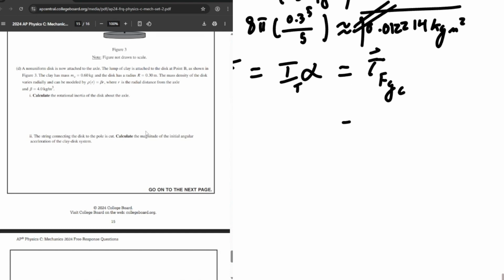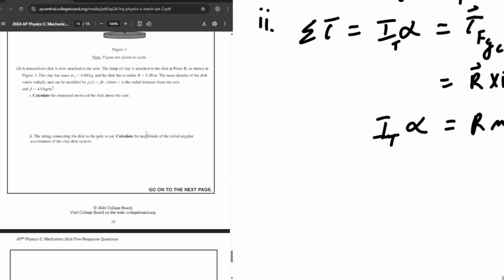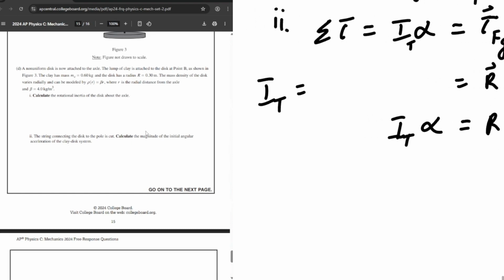So we're going to use our torque equation, r cross F, and like we said earlier, that's r m g sine 90 because it's initial. So initially when it's cut, the sine is still at 90. It's 1, so we can ignore it. Now we have to think, what's our I total? We have these values and we'll sub those in later. The I total has to equal the I of the disk plus the I of the clay, because the clay has mass. It's still important and it still contributes to the rotational inertia.